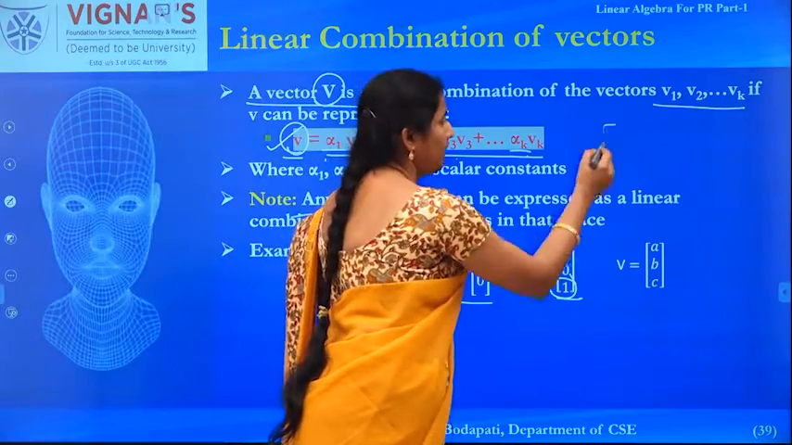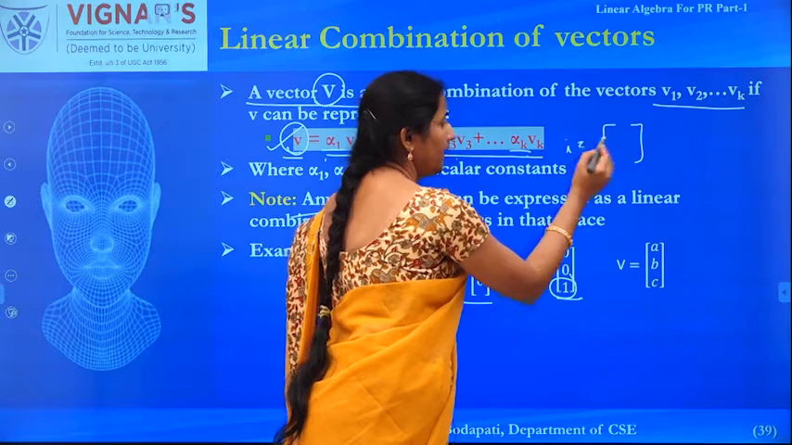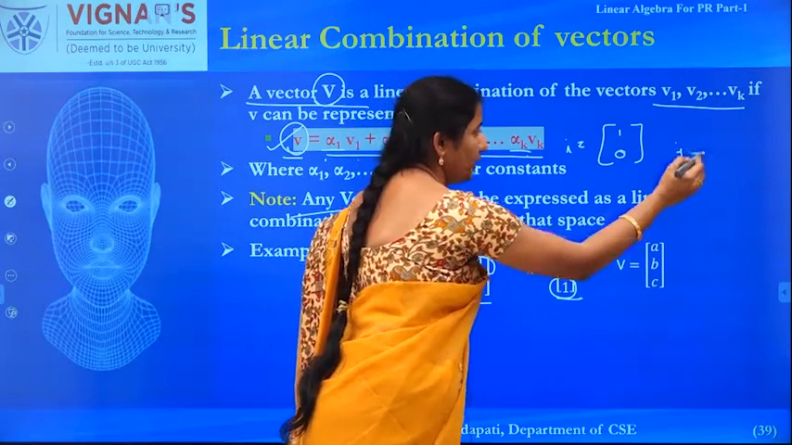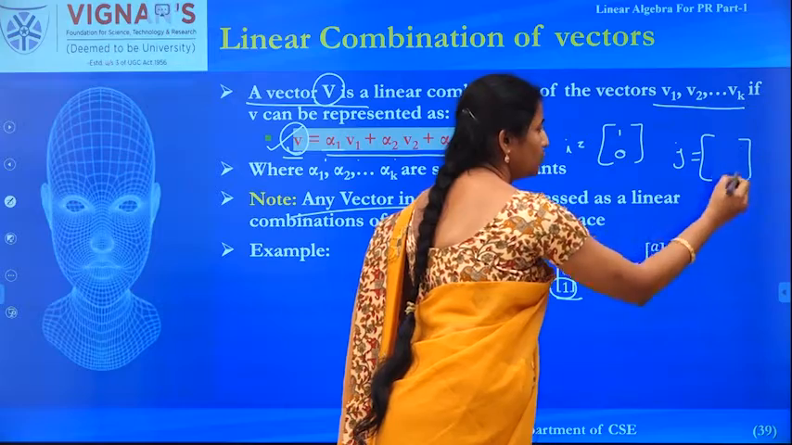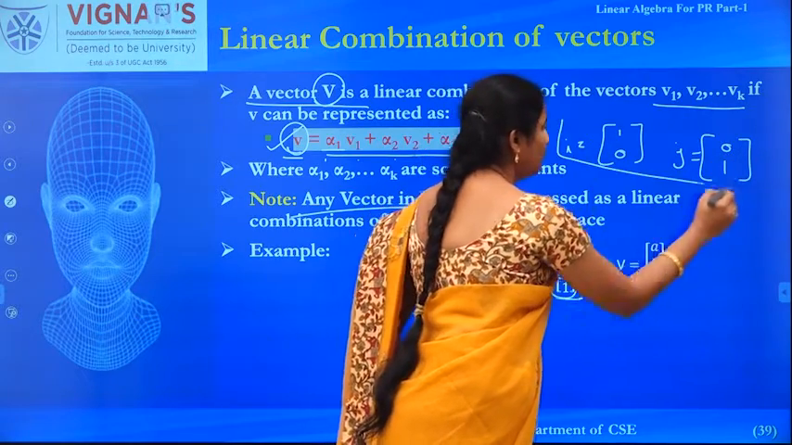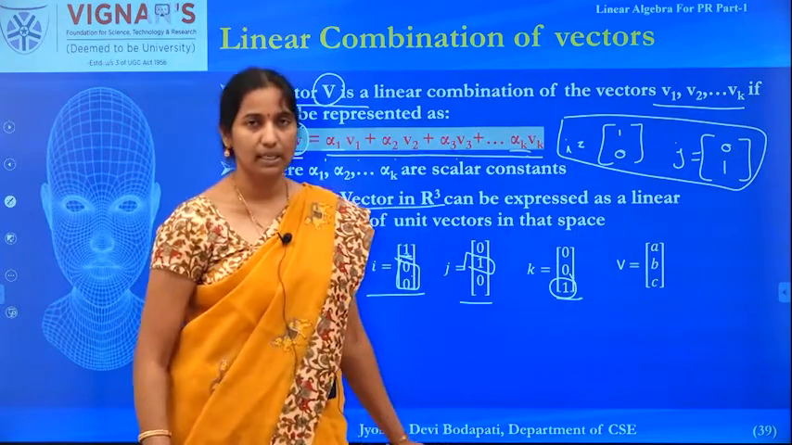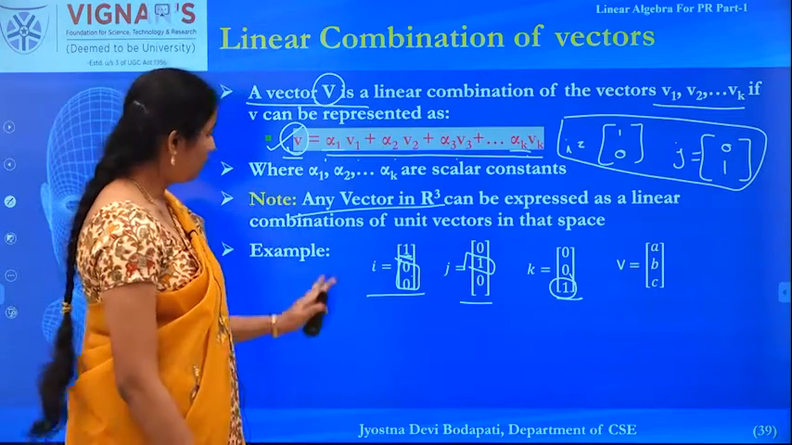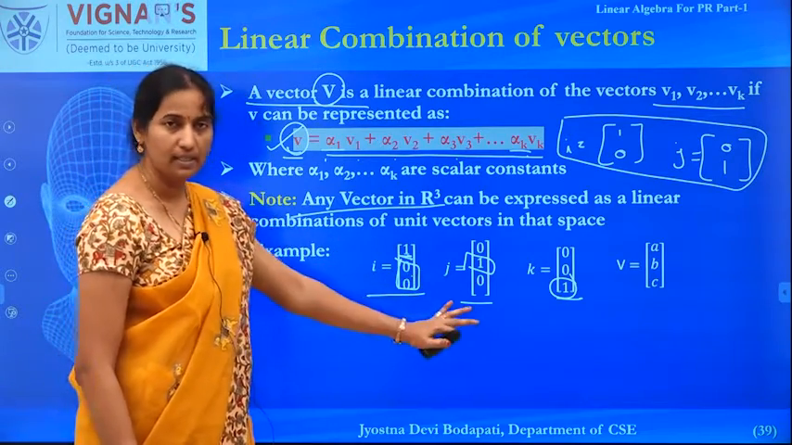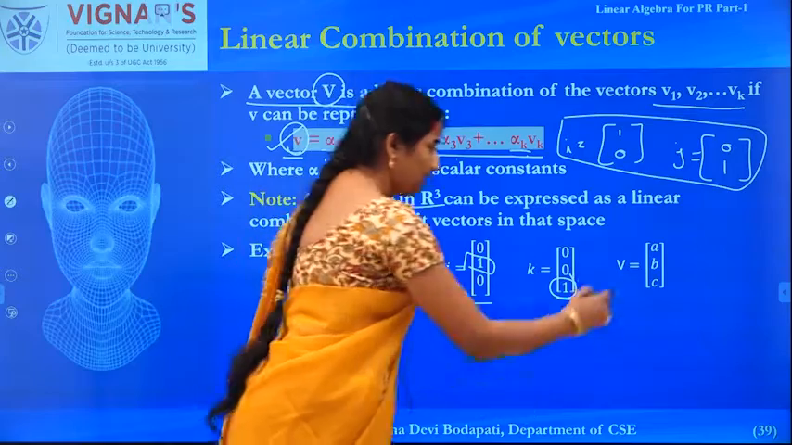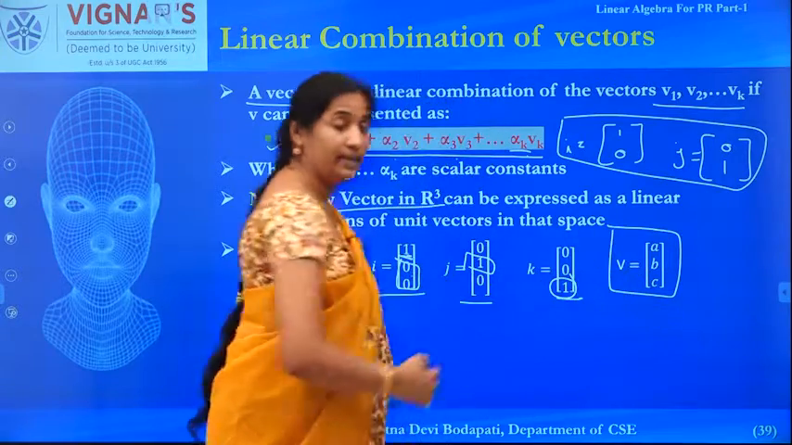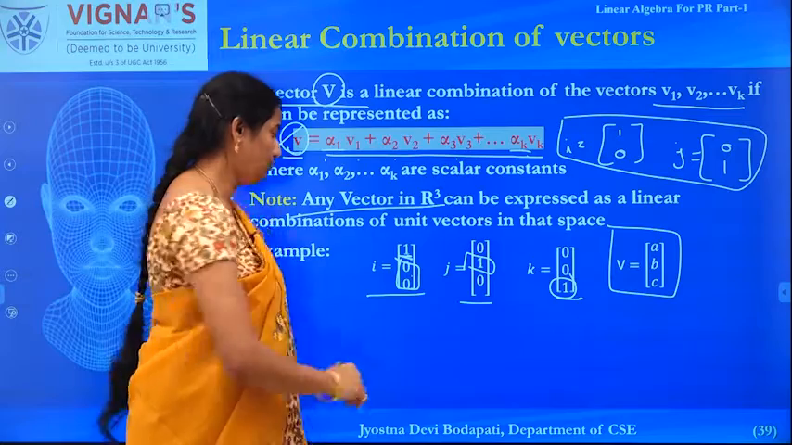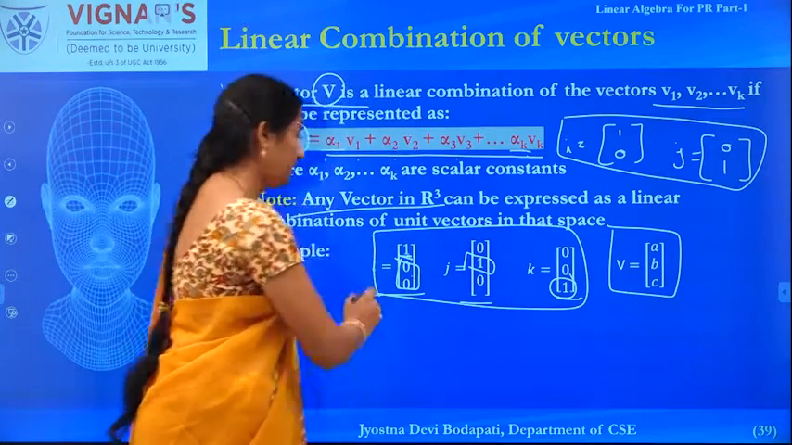In the case of 2-dimensional, the unit vectors are i and j, where i can be written as 1, 0 and j can be written as 0, 1. So, these are the unit vectors for the 2-dimensional case. The same can be extended to any dimensions. The advantage of these unit vectors is that any vector in n-dimensional space, here in this case 3-dimensional space, can be represented as a linear combination of these 3 unit vectors.